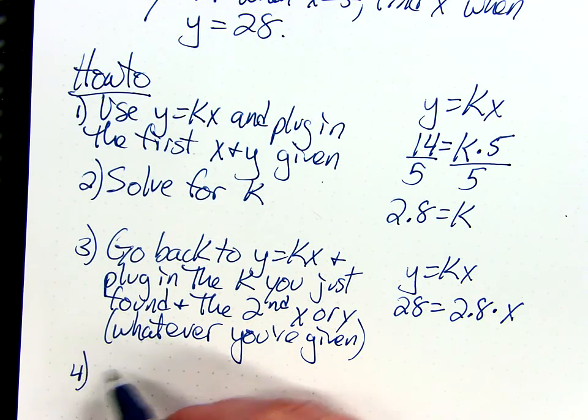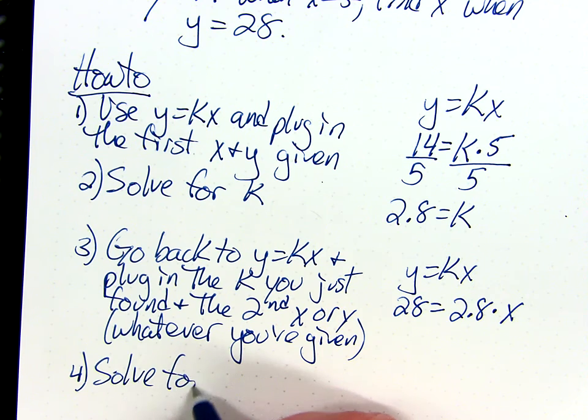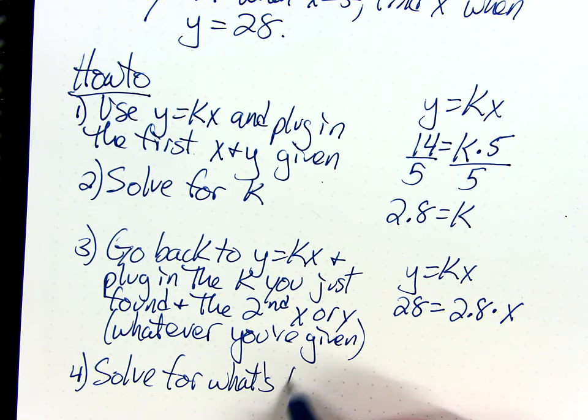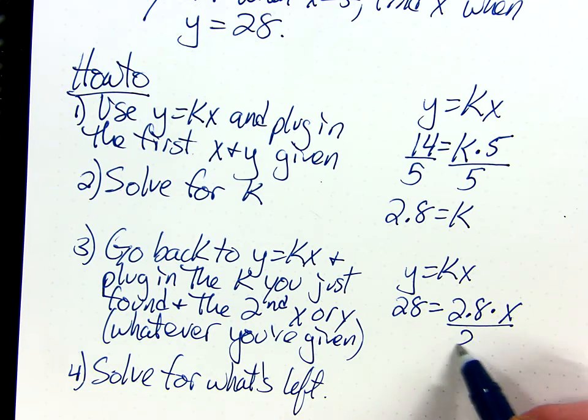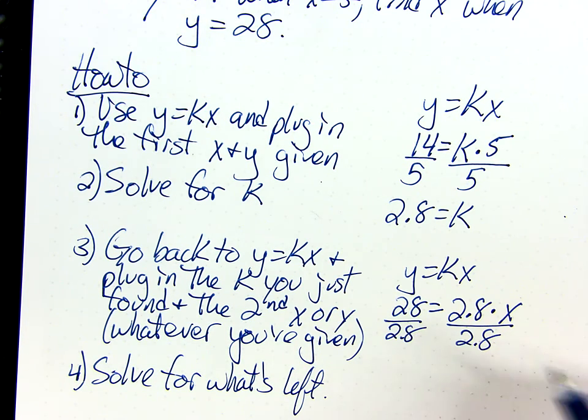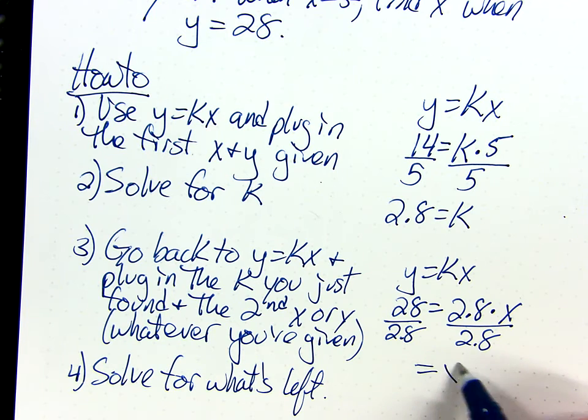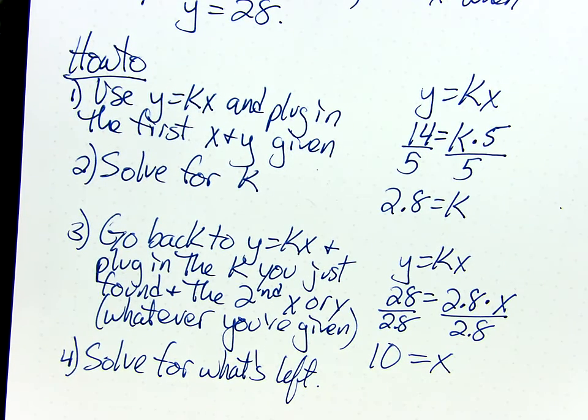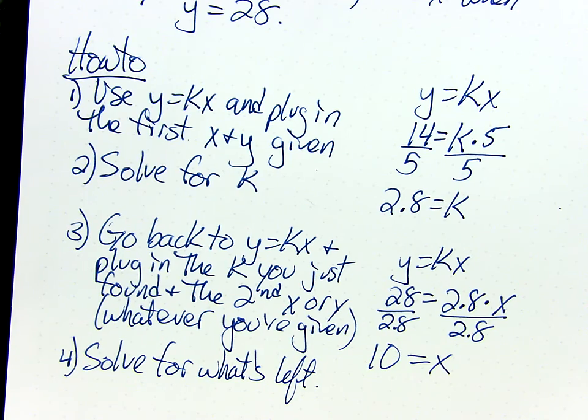So that will be step 4. Solve for what's left. So in this case, divide by 2.8, divide by 2.8, and that's going to get me 10. Cool, so that means when y is 28, x is going to have to be 10. Does that make sense? Everybody's all right? Okay, let's try maybe one or two more together.